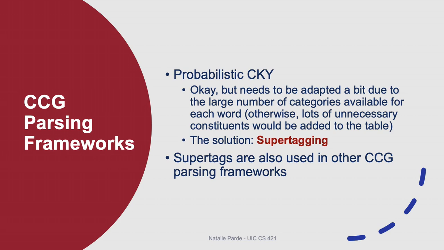Probabilistic CKY can still be applied for CCG parsing, but in order to work effectively, it needs to be adapted a bit. Otherwise, there would be a huge number of constituents added to the table for each word, and the vast majority of those constituents would be irrelevant to the desired parse. The solution to this problem is to identify which lexical categories are most likely for a given word and work only with those. This process is referred to as supertagging, and supertags are useful not only for probabilistic CKY, but also in other CCG parsing frameworks.